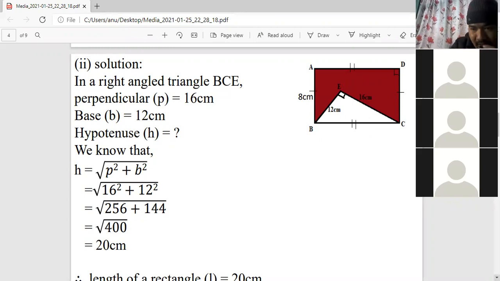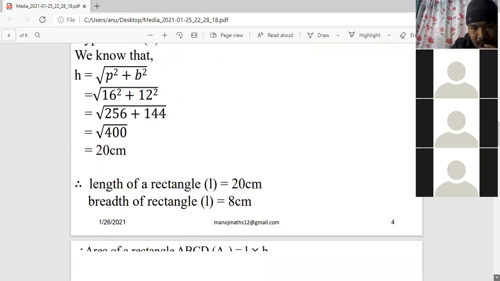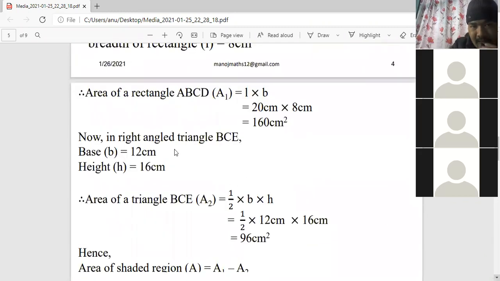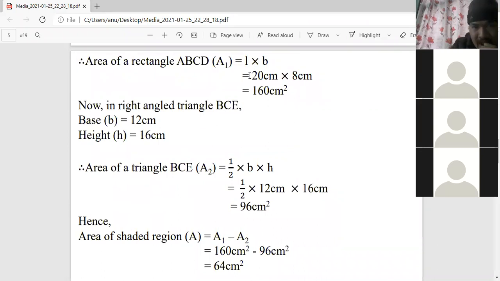Are you clear, children, about this question? And look here, we have to do like this. What I told just now is shown here. Area of the rectangle is 160 centimeters square. Area of the triangle is 1 by 2 base into height, that is 96 centimeters square. When we subtract this A1 minus A2, then you will get the area of the shaded region. Are you clear?